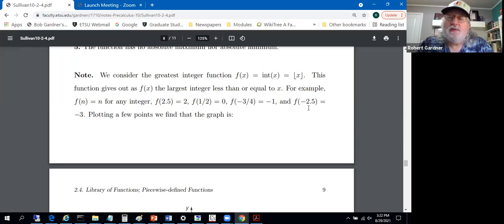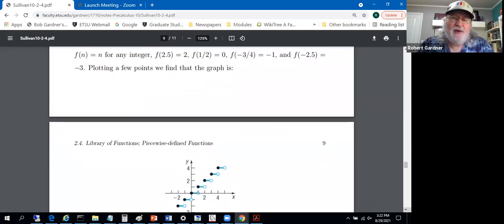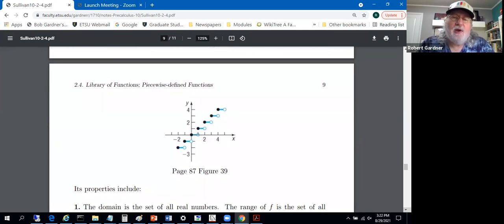-2 is bigger than this. This is rounds down, not up. So f of -2.5 is -3. It's consistent with the other values. It's just a little bit easier to see with the positive values and a touch tricky with the negative values. They claim the graph looks like this.